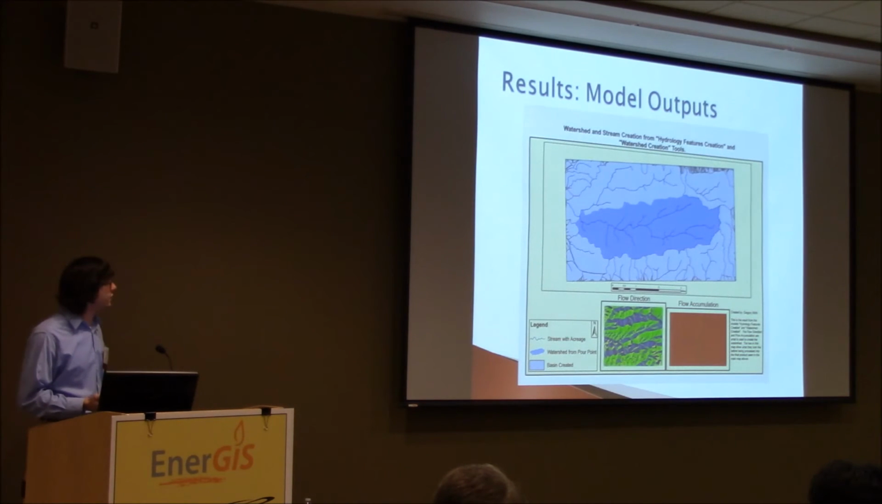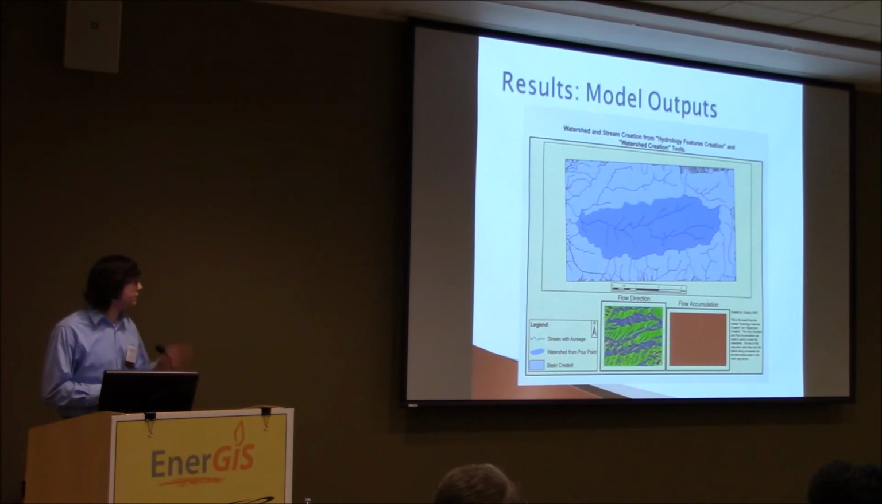So these are the results that you can get if you run all of the models with one of the DEMs. The top one, the light blue, is the basin creation. The dark blue is what is created after you use the watershed using the pour point. Of course, the flow lines are visible.